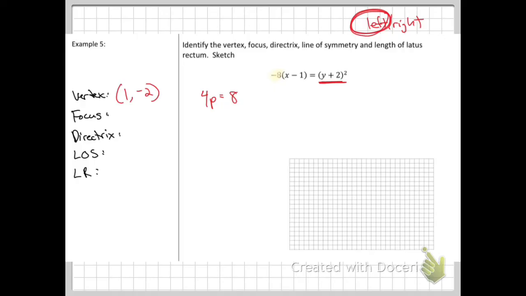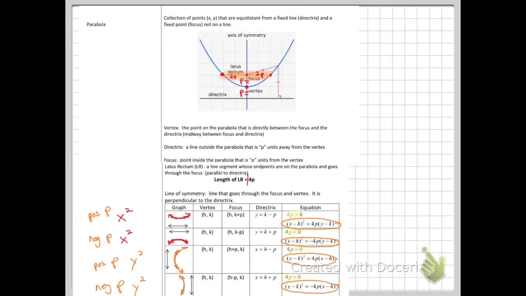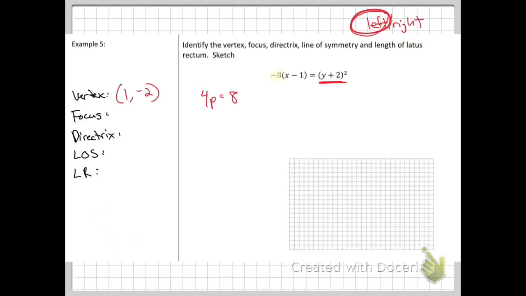The negative means it's going left. So I guess over here, if you wanted to, you could put absolute value bars around your length because a length is always positive, right? So 4p equals 8, divide by 4, p is going to equal 2. So that means the focus is to the left or right of the vertex, and the directrix is in the other direction from the vertex. So maybe we should start sketching this one.